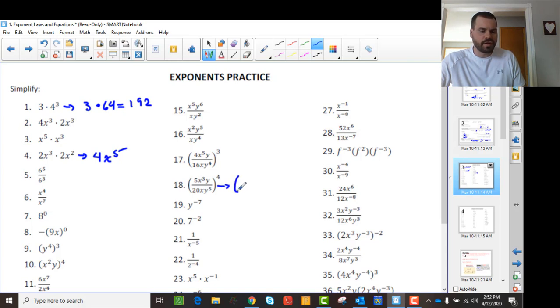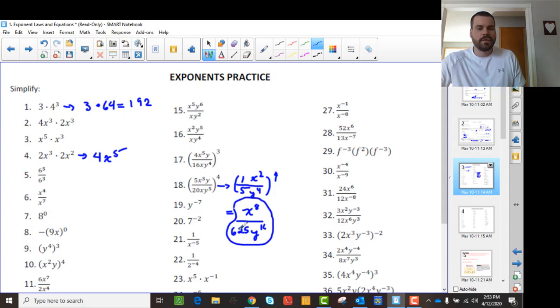This one looks kind of interesting. So what I like to do is, if I can, simplify first inside the bracket. So 5 divided by 20 is 1 over 4. X cubed divided by x is x squared. And y divided by y to the 5th is y to the 4th, over 4, or raised to the 4th. So that then becomes x squared to the 4th. That's x to the 8 divided by 5 to the 4th, which is 625. And then y to the 4th is y to the 16. And that would be my answer there.